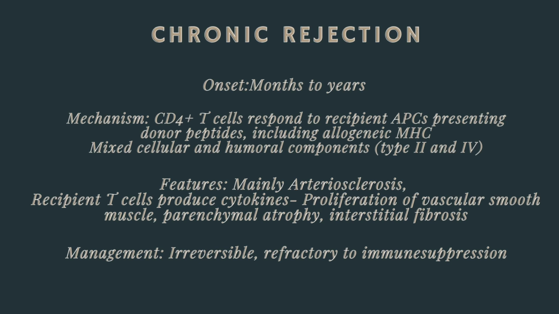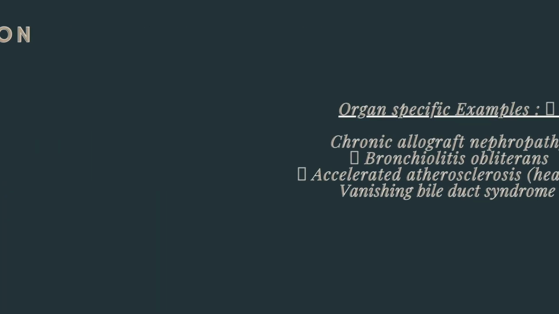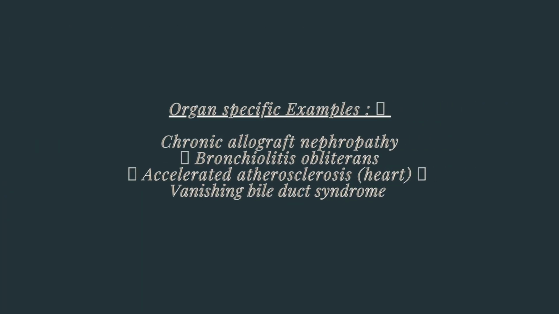What are the features here? It's mainly dominated by arteriosclerosis. So the recipient T cells produce cytokines that induce the proliferation of vascular smooth muscles, which causes parenchymal atrophy and interstitial fibrosis. The words atrophy and fibrosis are very important, and also it is having arteriosclerosis. What is the management? It is irreversible, so it is refractory to immunosuppression.